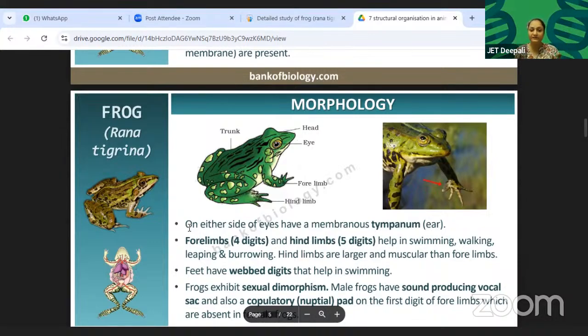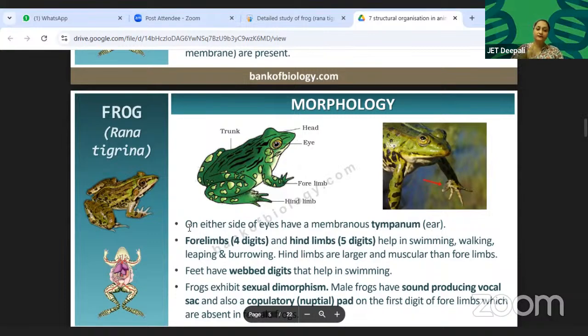Feet have webbed digits that help in swimming. Means their digits are webbed. They are not having this space in their digits, they are not having this space in their fingers. They are having webbed digits. This helps them in swimming.